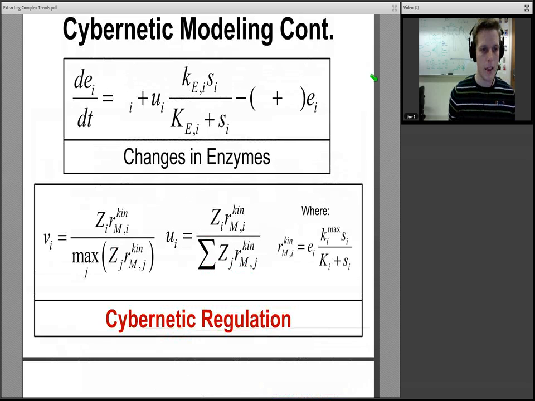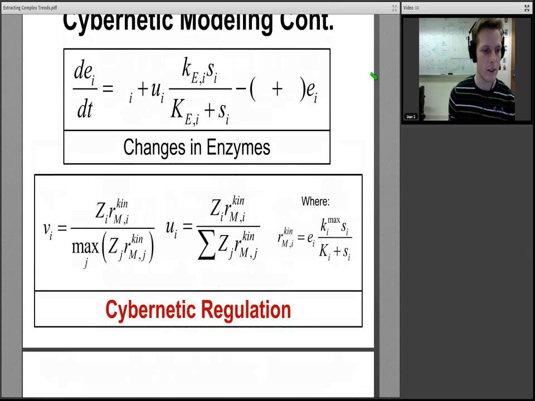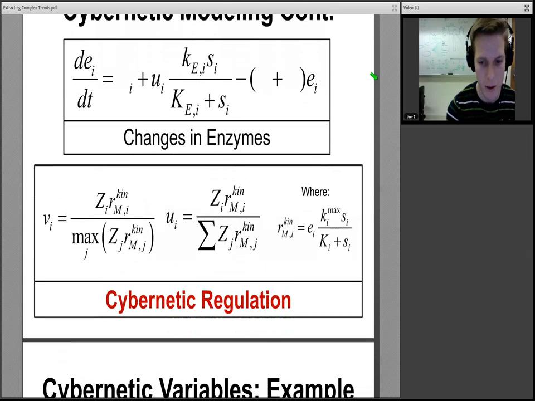Looks like some of the terms got smudged out when I converted it to a PDF. And then the important feature are these cybernetic variables.